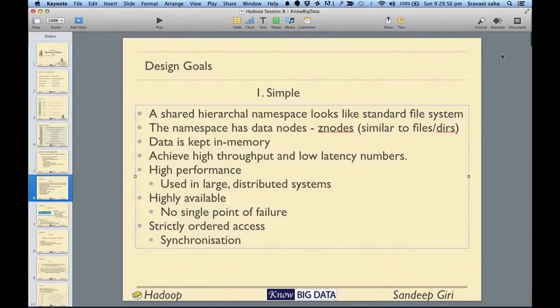The first design goal is a shared hierarchical namespace that looks like a file system. So for coordination, as I was telling you, before, if there were multiple processes running on the same machine, we would create a local file, write data into that local file, and before doing anything, read the local file and validate that nobody else is doing the same thing we are trying to do.